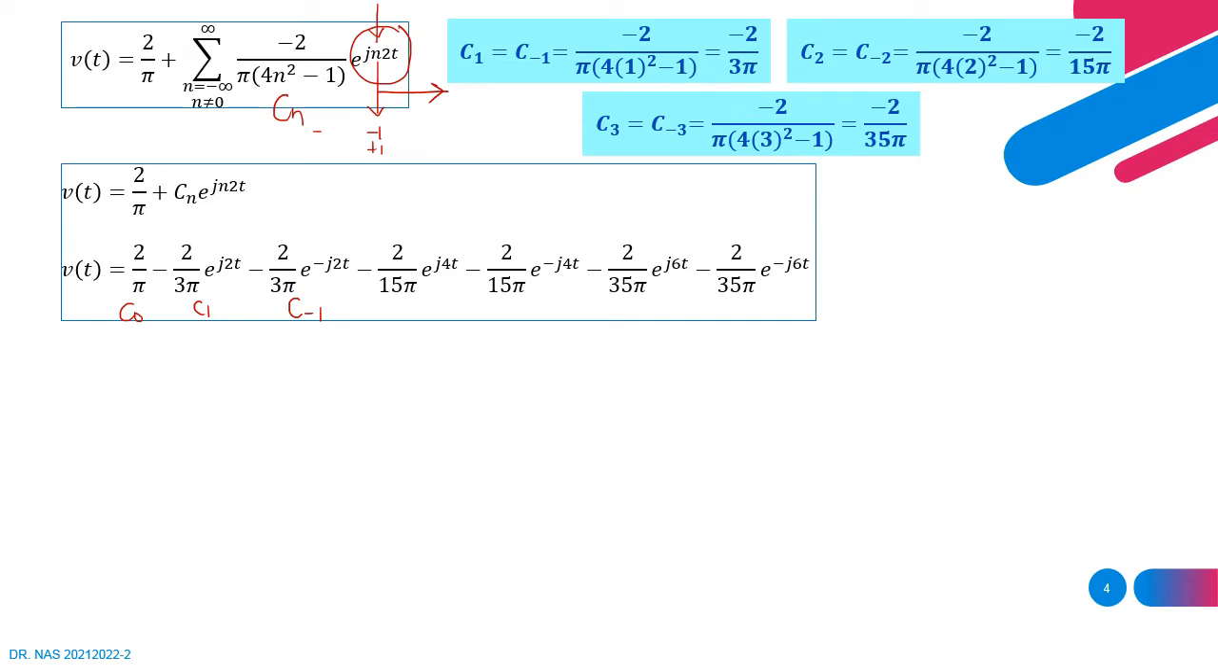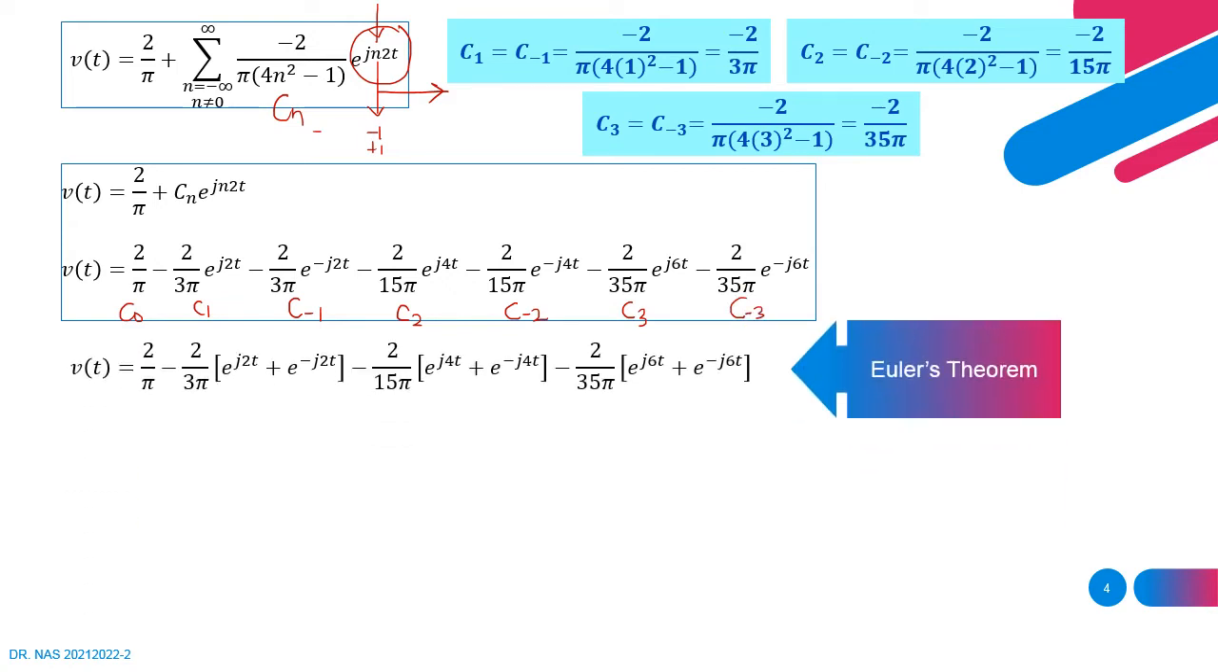So expand the equation. This is for Cn equal to 2. This is when Cn equal to minus 2. This one is Cn equal to 3 and Cn equal to minus 3. To convert the equation, now you already have the equation. From the coefficients table, you can develop the exponential Fourier series equation.